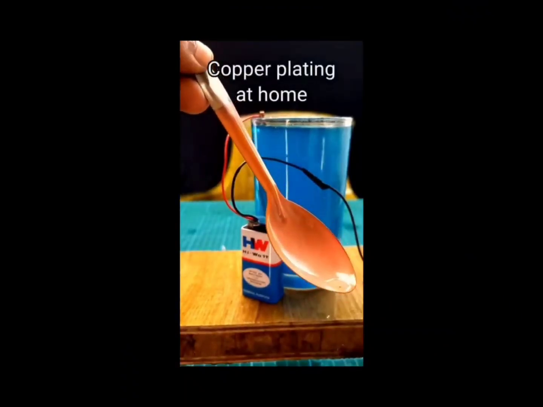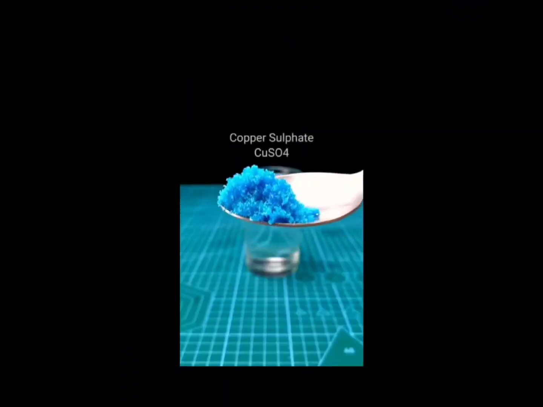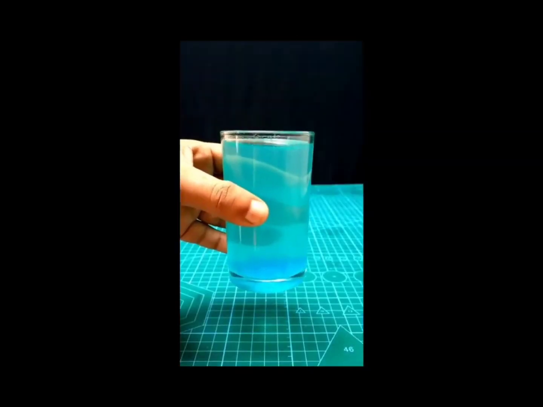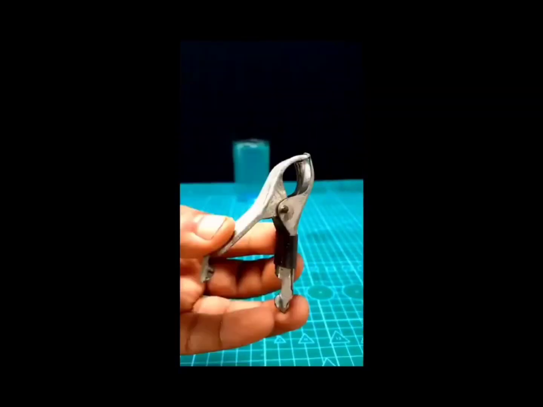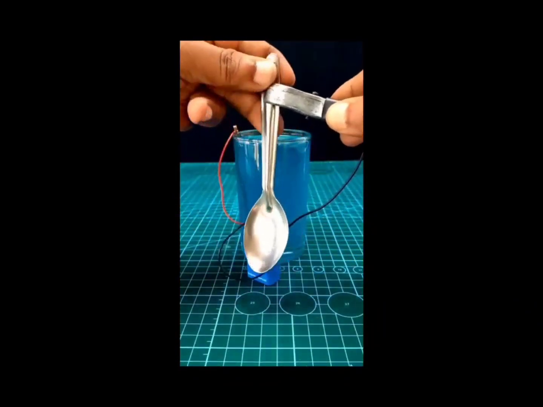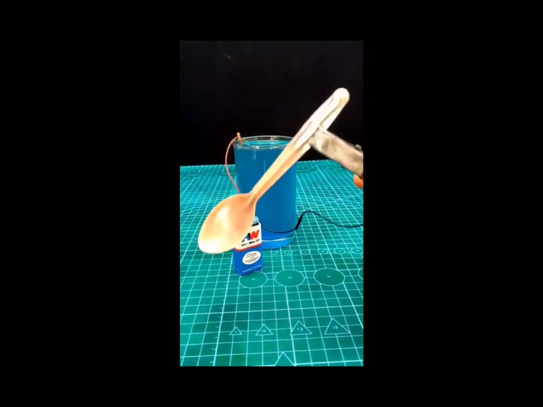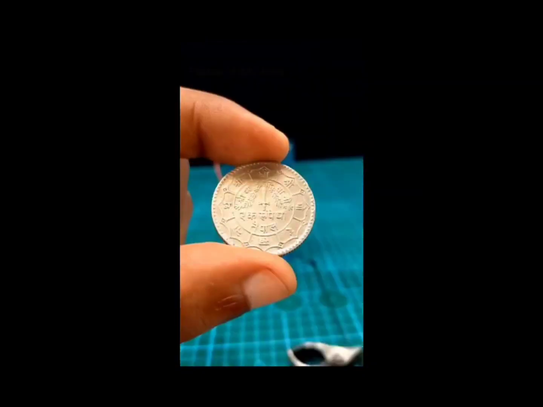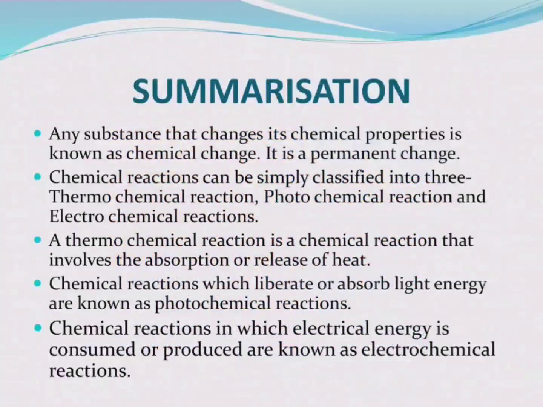Here we are considering the plating of copper over another metal. For that, we first prepare a solution of copper sulfate. Here we have to plate the copper over a spoon. So we put the spoon at the negative terminal and copper at the positive terminal. After passing electricity through it for 2 minutes, we can see that the spoon is coated with copper. So these are the major chemical changes.